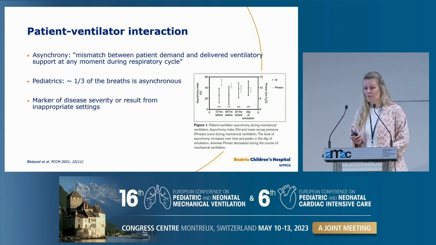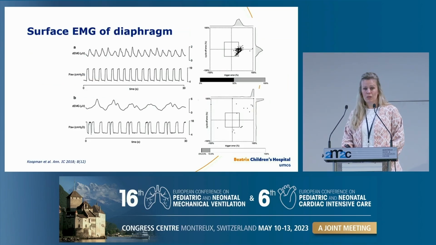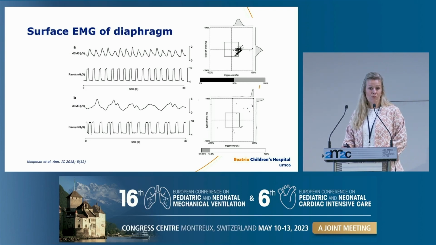Patient-ventilator asynchrony is defined as a mismatch between the patient demand and the delivered ventilatory support at any moment during the respiratory cycle. It has a high incidence in pediatric mechanical ventilation, with 1 out of every 3 breaths being asynchronous. Patient-ventilator asynchrony can be a marker of the disease severity, or it can result from inappropriate settings. To quantify the real patient-ventilator interaction, the neural drive to breathe of the patient should be taken into consideration.